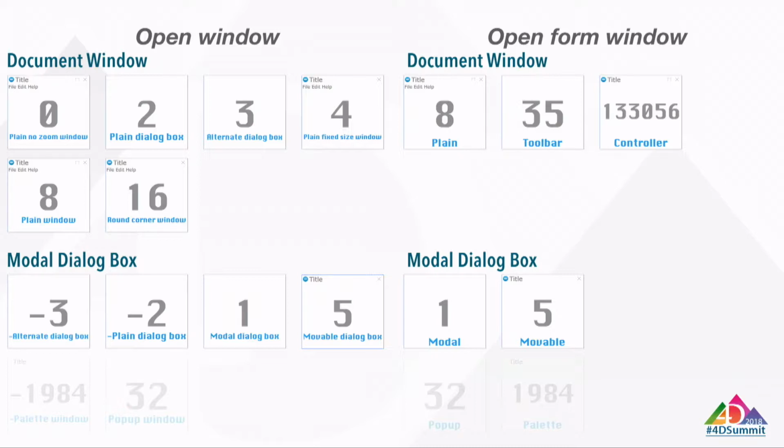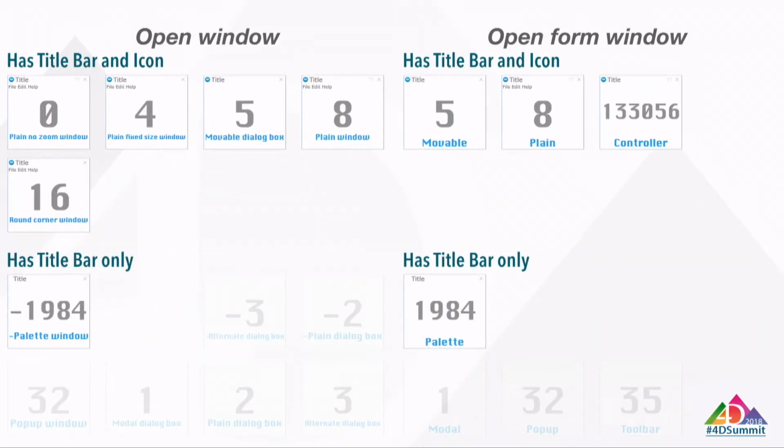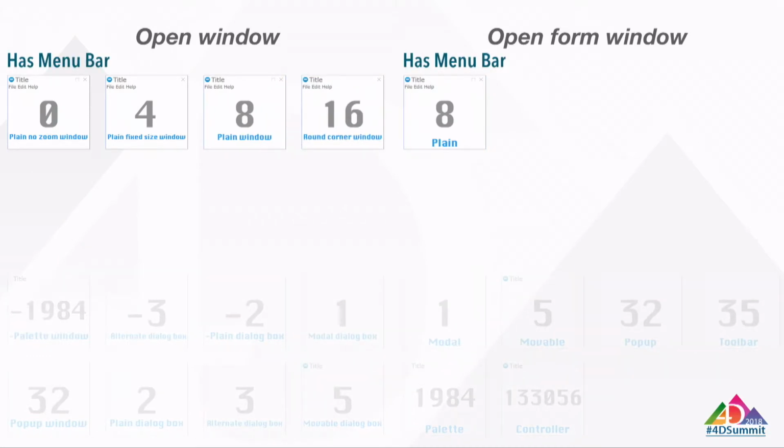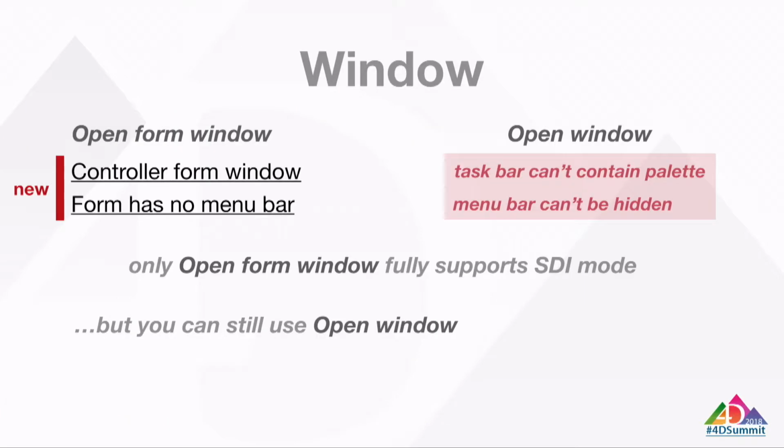You can also look into features. Some windows are fully featured. By that, I mean it has a title bar, it has an icon. And some windows don't have an icon, so there's a difference. Palette, for example, has a very thin title bar, so there's no room for an icon. Something else, some windows can have a menu bar, number 8. So you can really see that the number 8 window, plain form window, should be your go-to window type. And then all other windows have specific purposes. Okay, so the controller window.